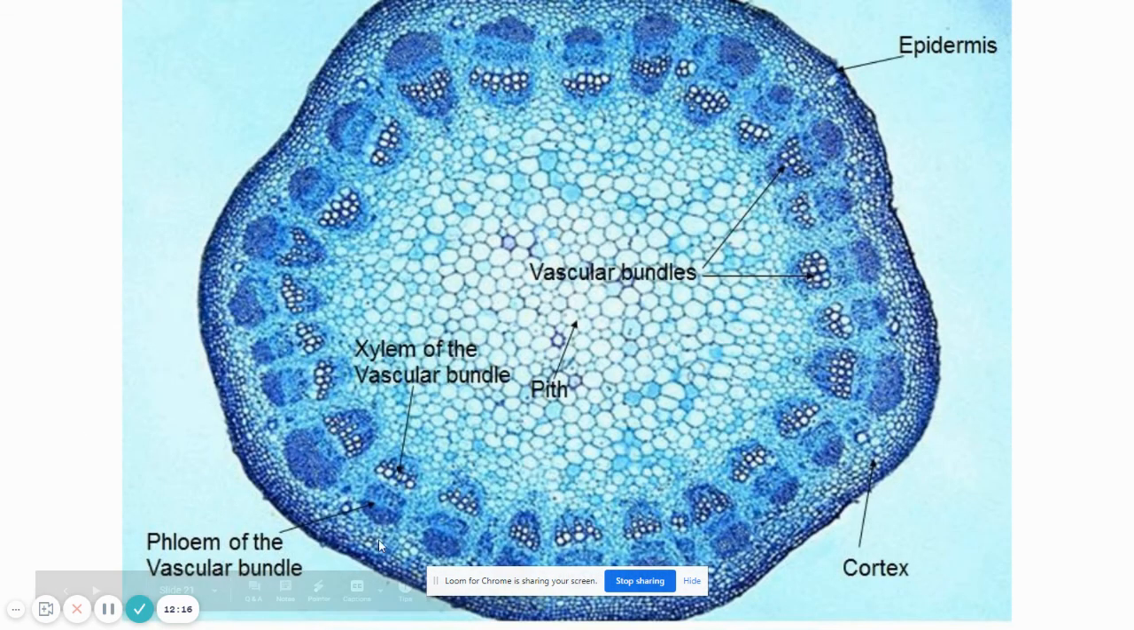This is a cross section of a stem. Notice how it has these tiny little tubes everywhere. If we cut open a stem and put it underneath a microscope, it will be filled with these tiny little tubes that are carrying either water or sugar and nutrients.